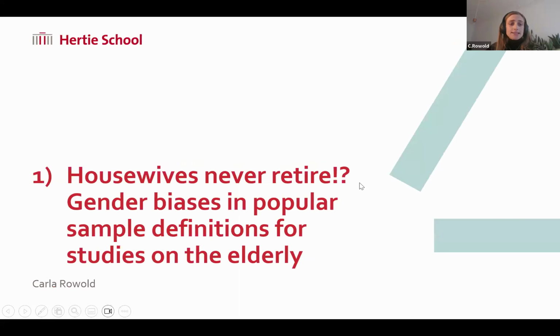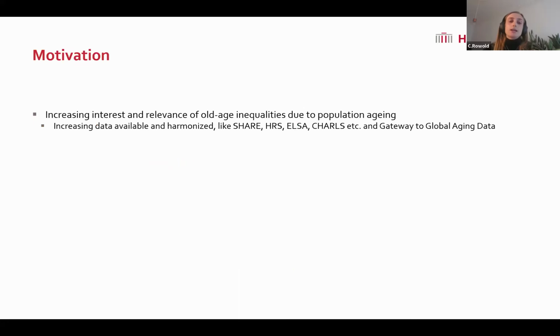All right, but let's start with the first paper on the gender biases, and maybe also with a general note on why we should care about old age inequalities. I guess a lot of you know that lots of countries see population aging, so we have more and more individuals of older ages in our societies, and thus more and more individuals will face such old age inequalities in the future. So there's an increasing interest and relevance of these old age inequality questions.